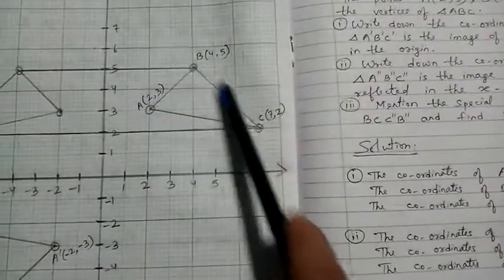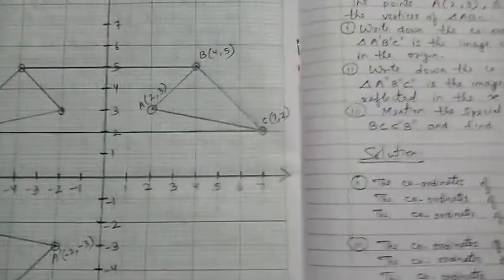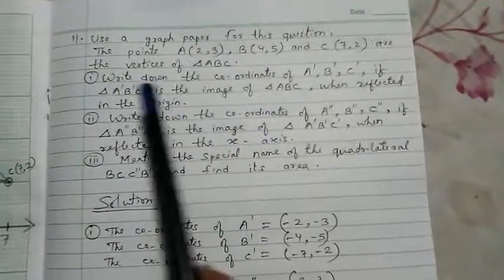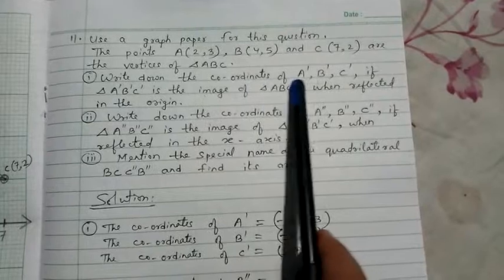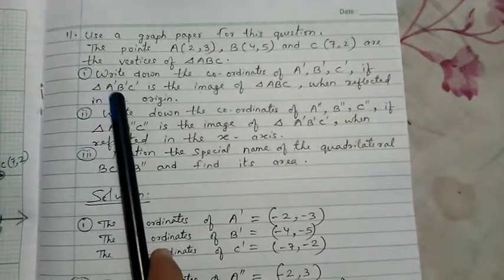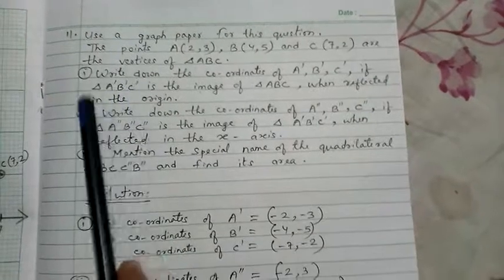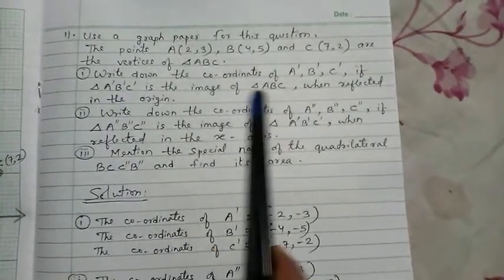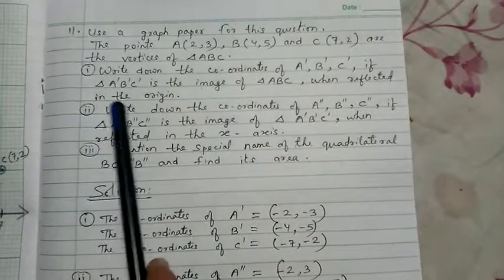Now ABC is plotted and you can see I have made the triangle also, because the question is already saying ABC is a triangle. Now write down the coordinates of A dash, B dash and C dash, if triangle A dash B dash C dash is the image of ABC when reflected in the origin.